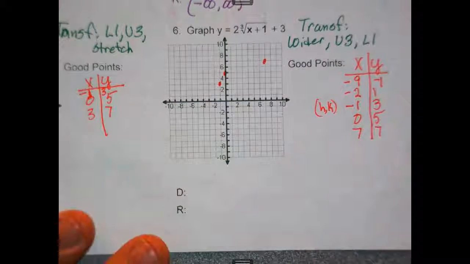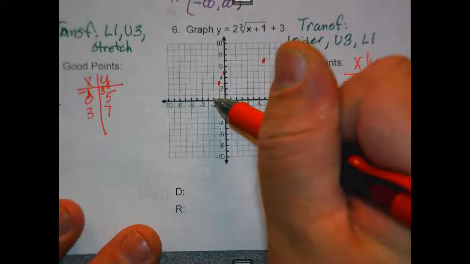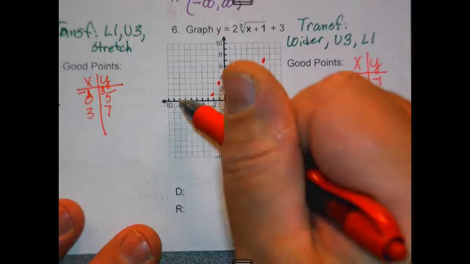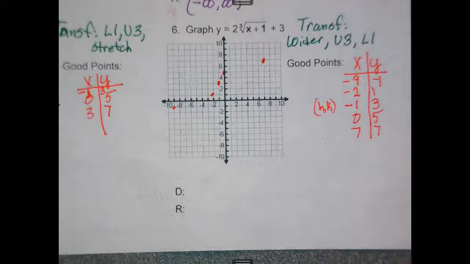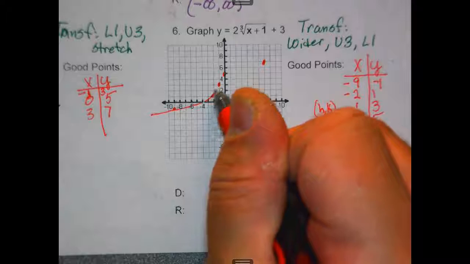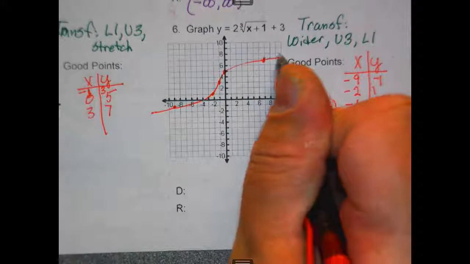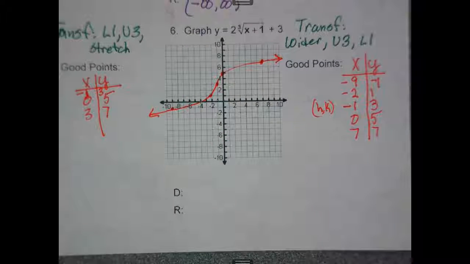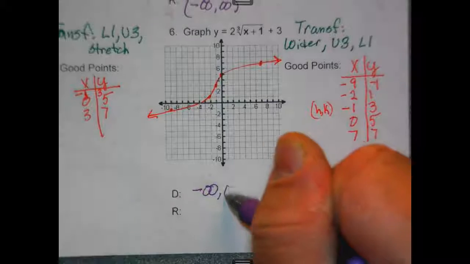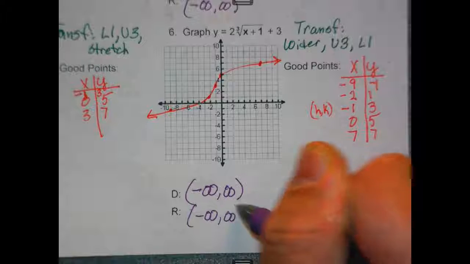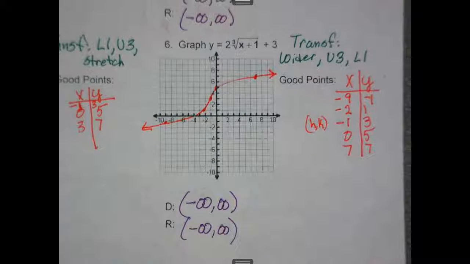Bless you. -2, 1, and -9, -1. Here we go. It's a cube root, so what are my domain and range? Questions, comments, concerns?